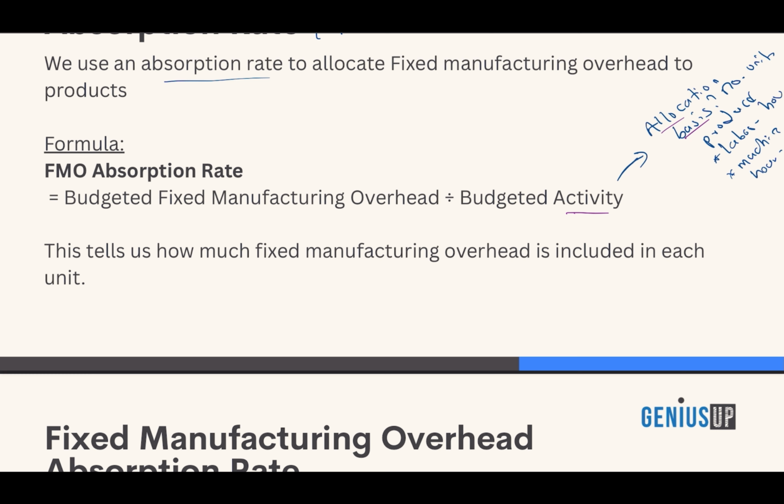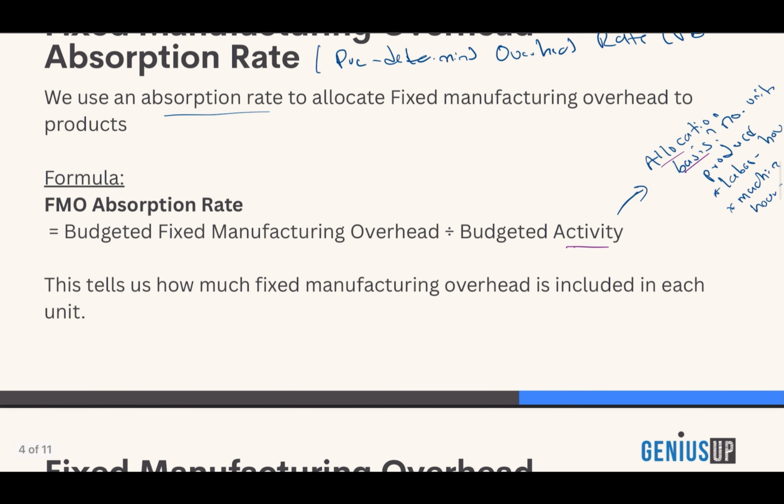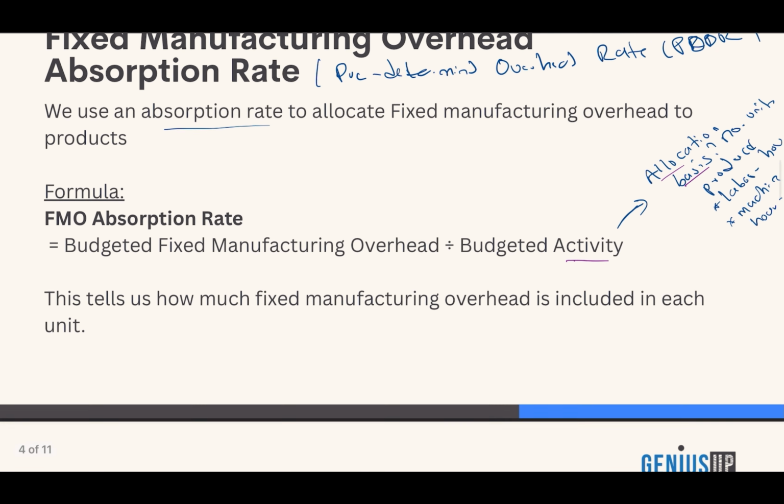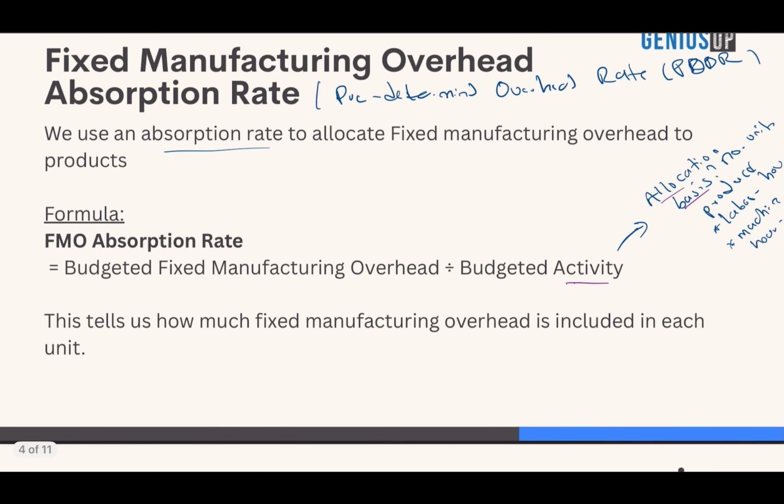So this absorption rate basically tells us how much fixed manufacturing overhead should be included in each unit, right? Because remember, we're trying to allocate this fixed manufacturing overheads to each specific unit so that we can cost each product, right? So this is the formula we use: budgeted fixed manufacturing overhead cost, the total amount, divided by the budgeted activity, which is determined by the allocation basis that the business uses.